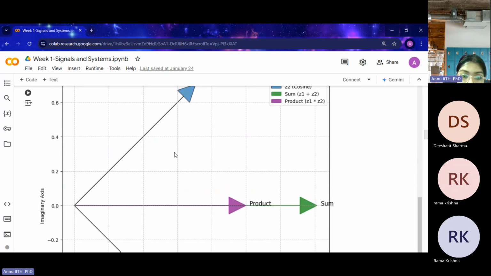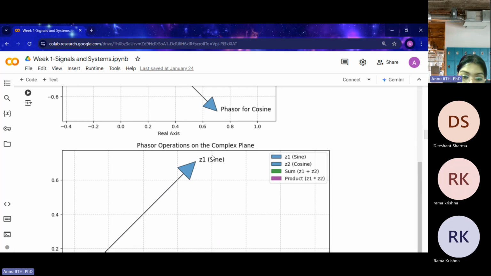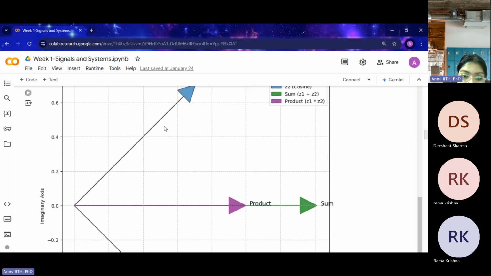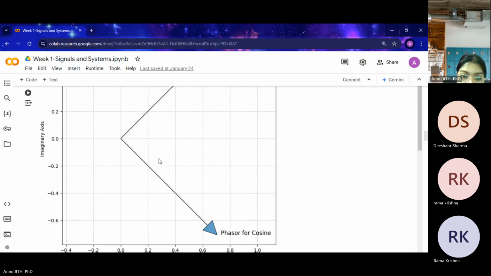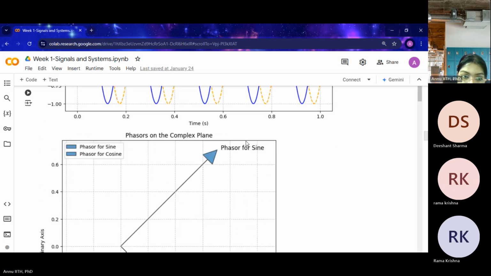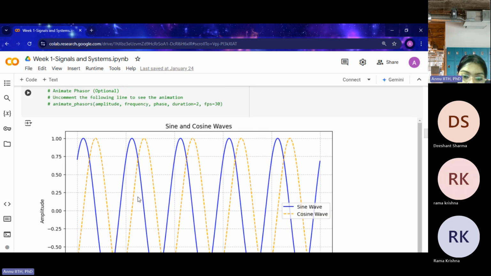And we saw this earlier also. This is the phasor form of the complex numbers, suppose Z1 is this one, Z2 is this one. This is showing the product. And this is sine, cosine, and a 90-degree phase shift is there.